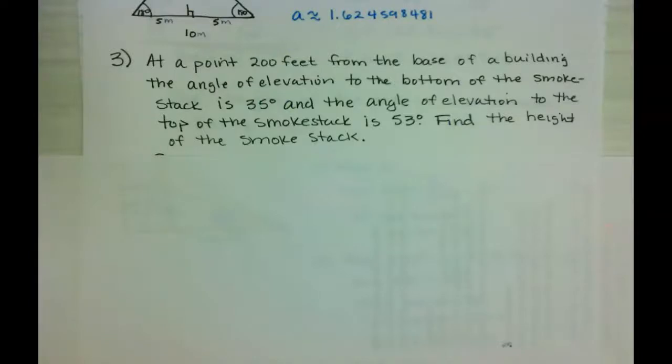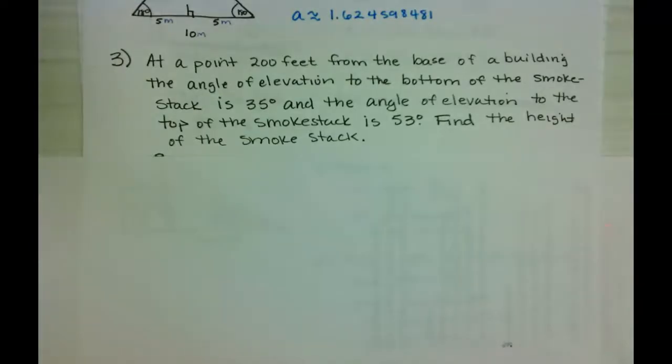Problem 3 is what we call a smokestack problem. This kind of problem shows up a lot because we have houses that have DirecTV dishes on top or Dish Network dishes on top. We have cell phone towers that problems can be written up. In this case, we have a smokestack. So at a point 200 feet from the base of a building, the angle of elevation to the bottom of the smokestack is 35 degrees and the angle of elevation to the top of the smokestack is 53 degrees. Find the height of the smokestack.